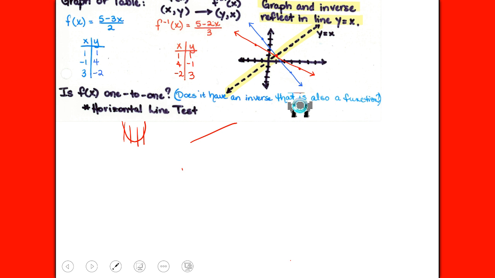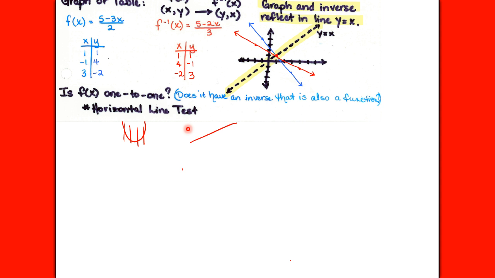So I literally could come over here and do my little dotted line of reflection, and I could reflect this thing over, draw the inverse, and do the vertical line test on the inverse. Absolutely could do that. But here's a faster way.